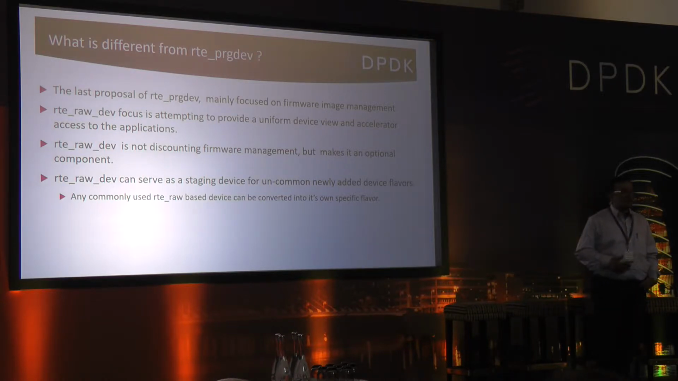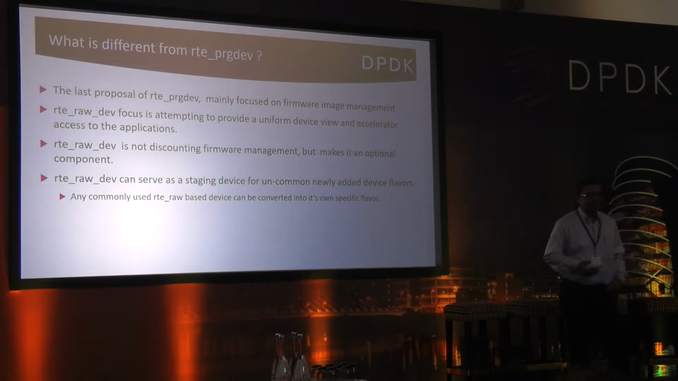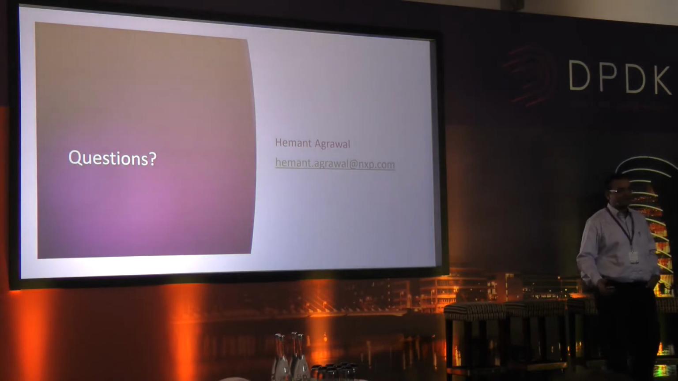The raw device can serve as a staging device for any uncommon newly added devices. If you want to add any particular accelerator support into DPDK, you can initially put that as a raw device, and if you find more than one vendor or more than one party is interested in this kind of device, we can try to make it common and move it into a new device flavor. So that's my last slide. Any questions or comments?